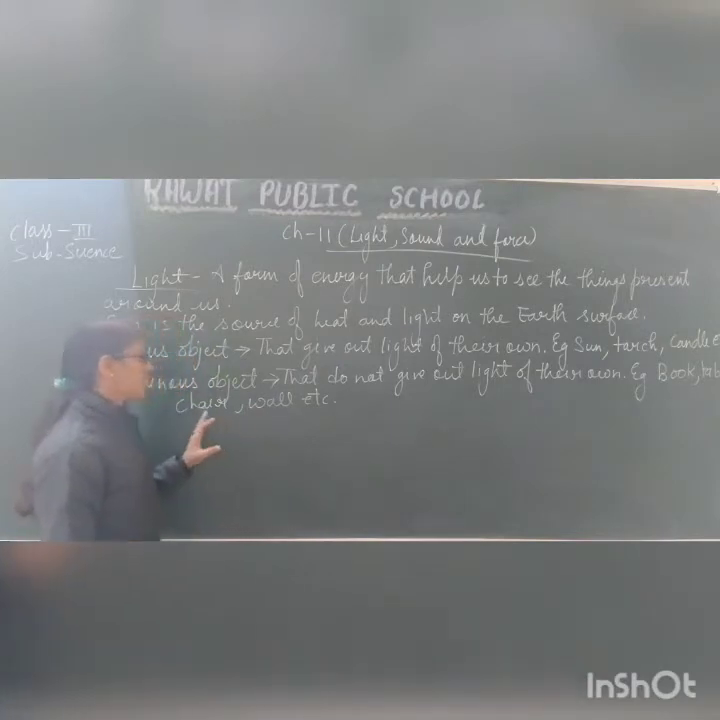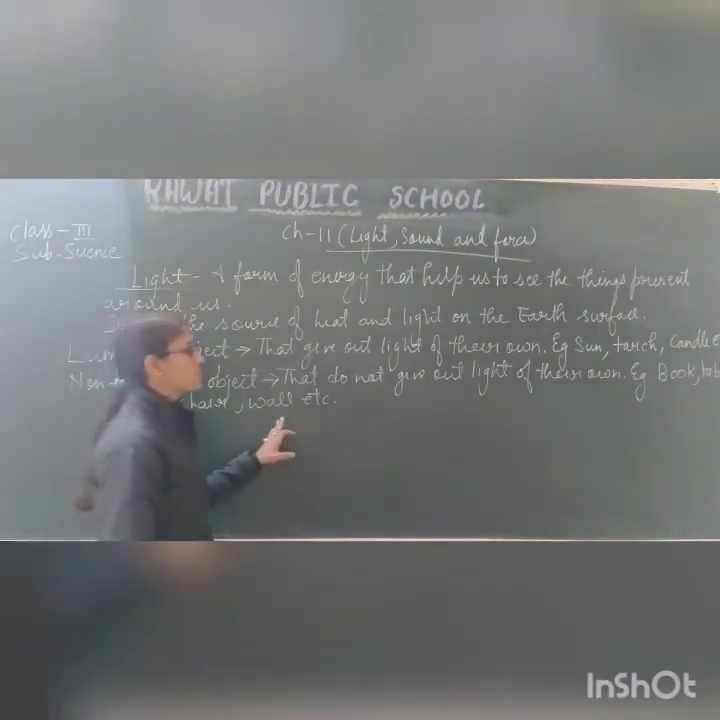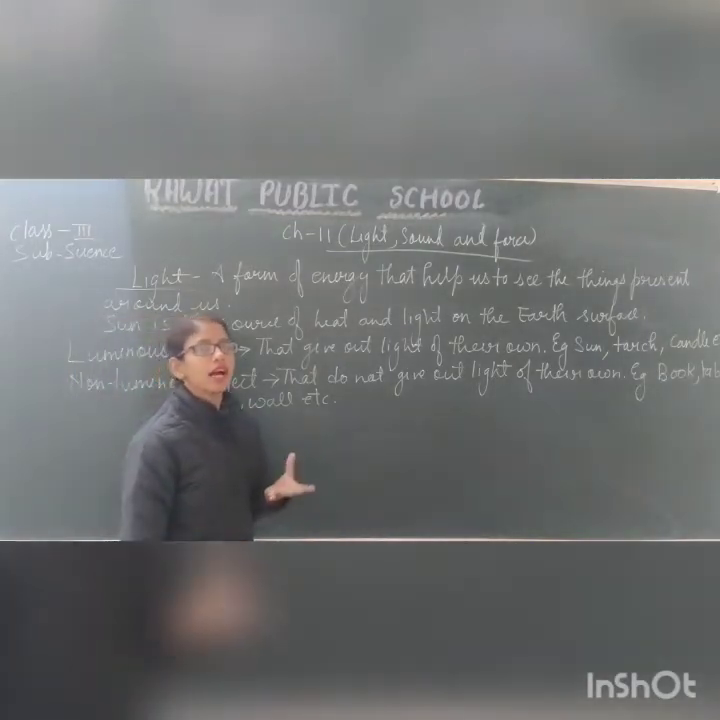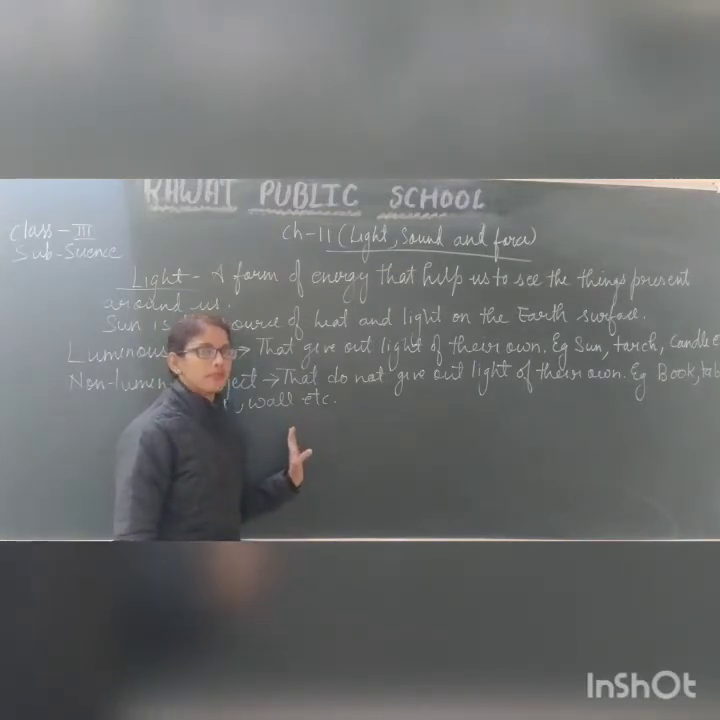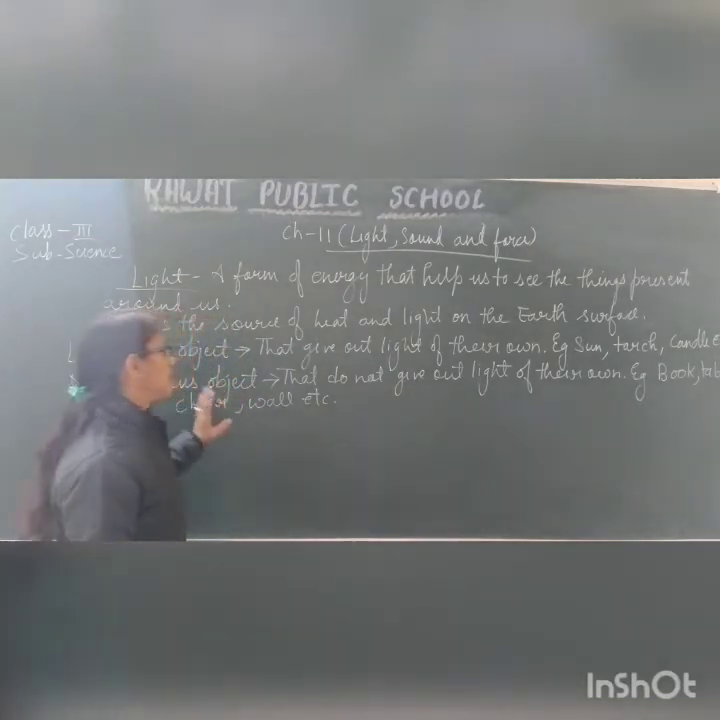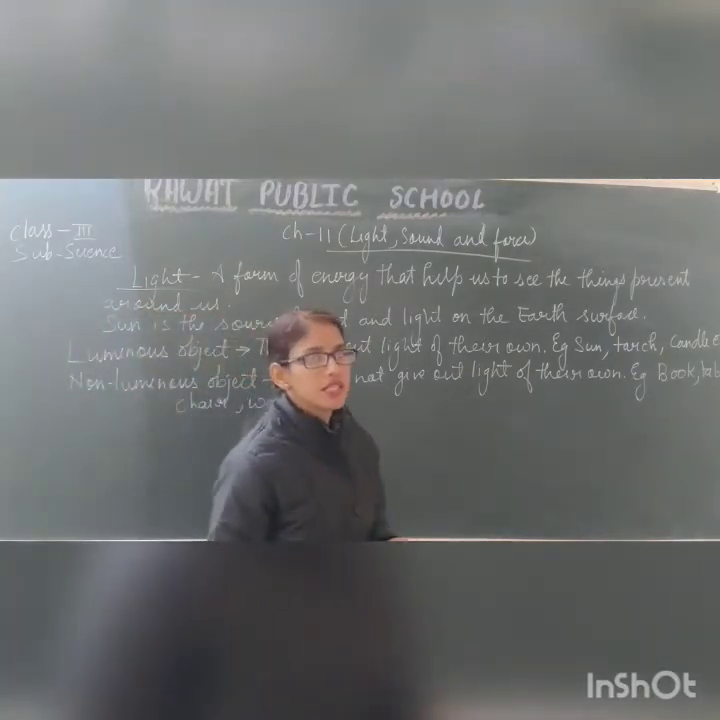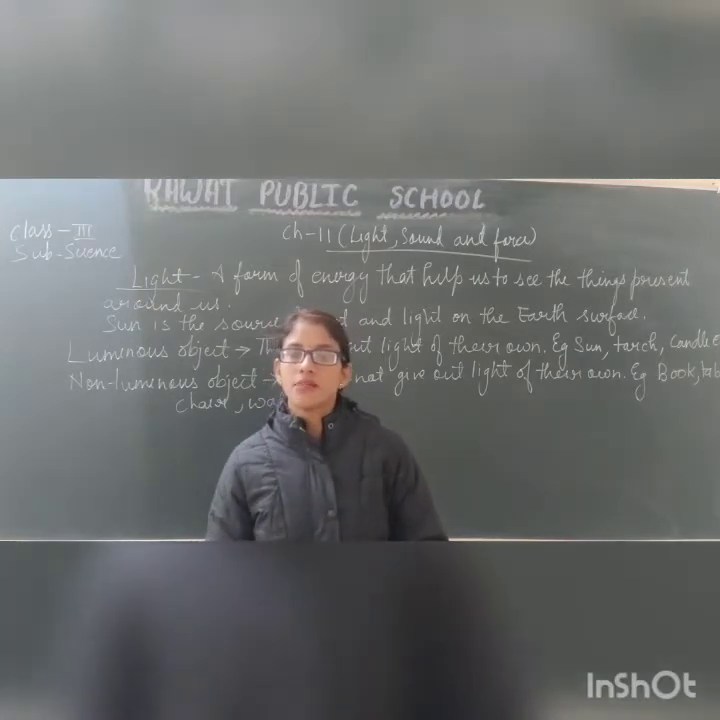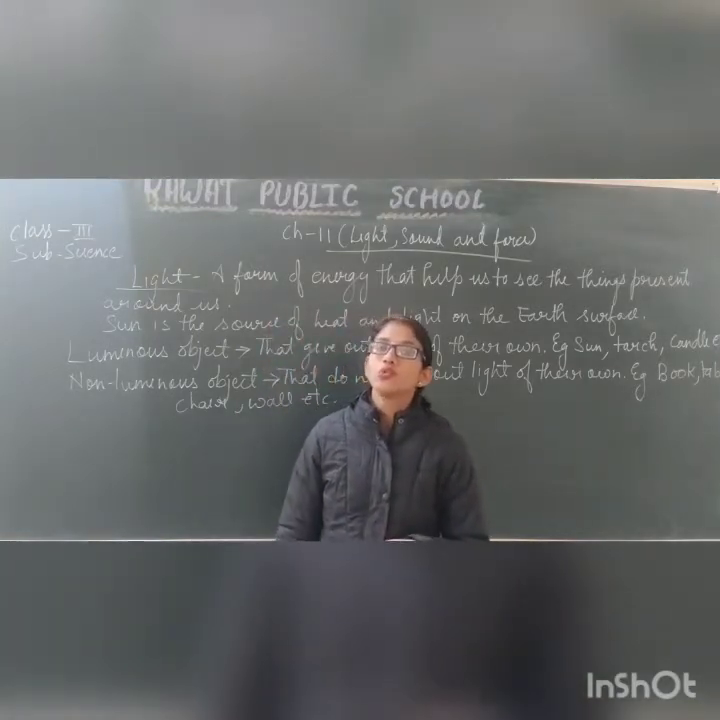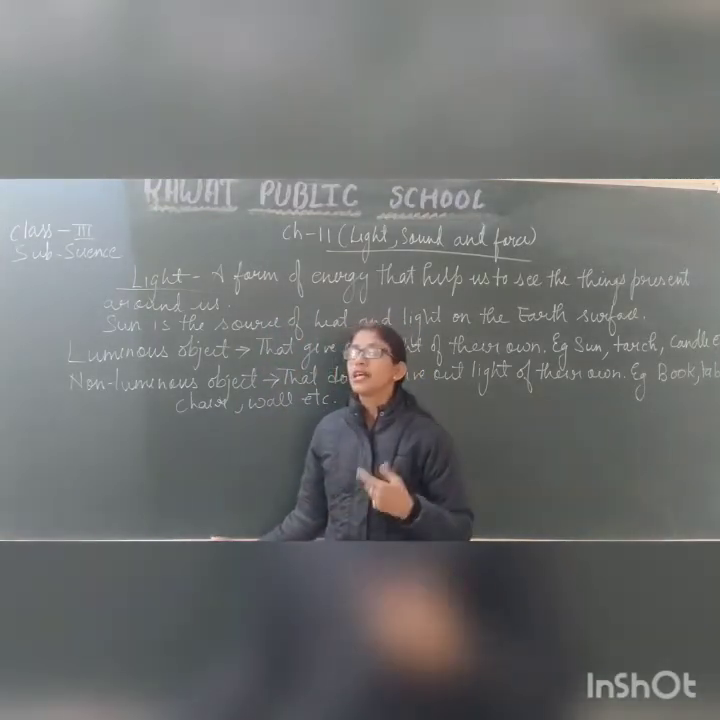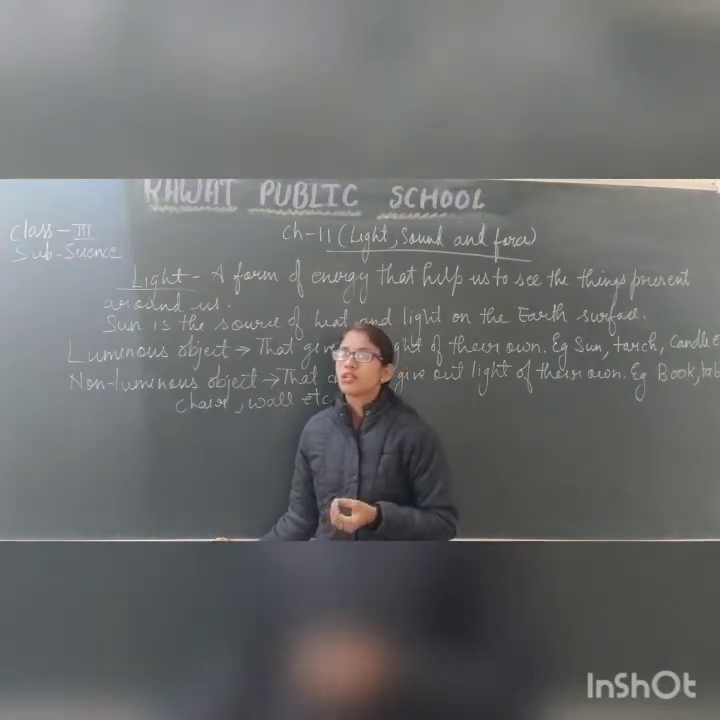And the non-luminous object, we will be able to see them only when they reflect the light that falls on them. When the non-luminous object reflects the light that falls on it, only then will we be able to see it. And after this, there are some objects through which the light passes completely, and there are some objects through which the light does not pass.